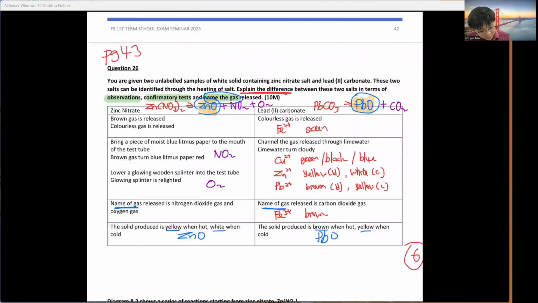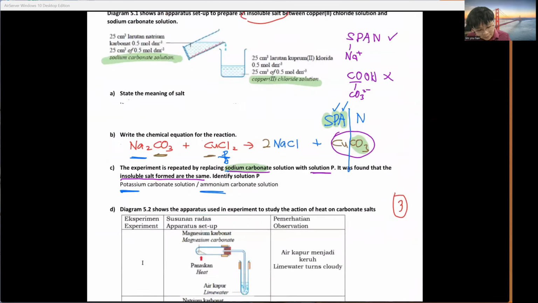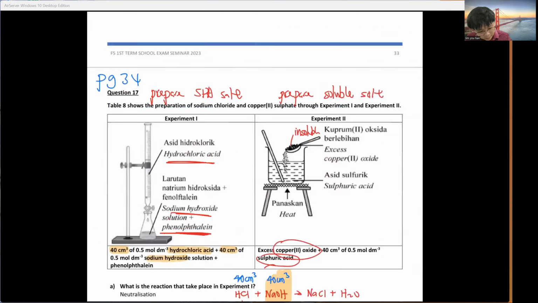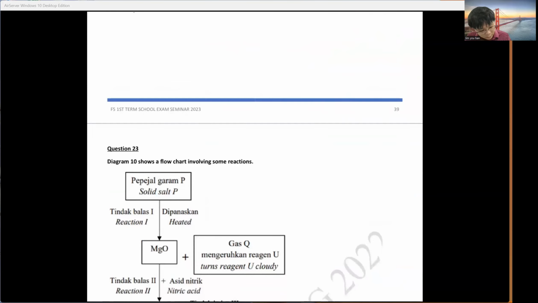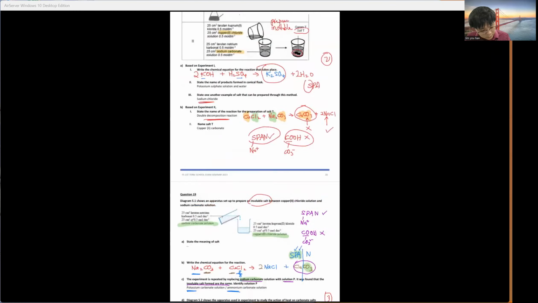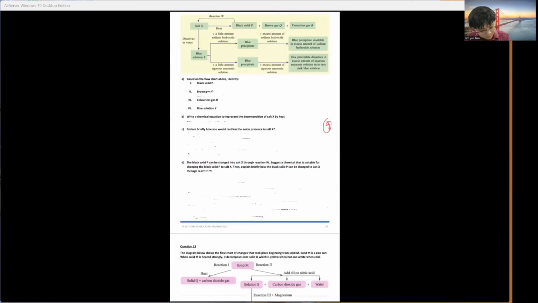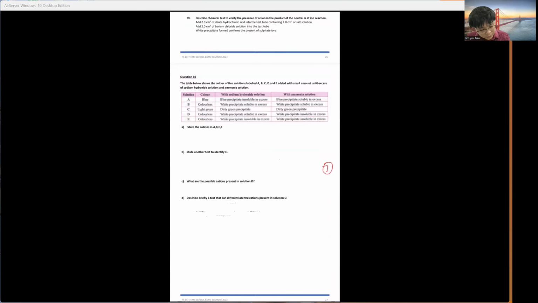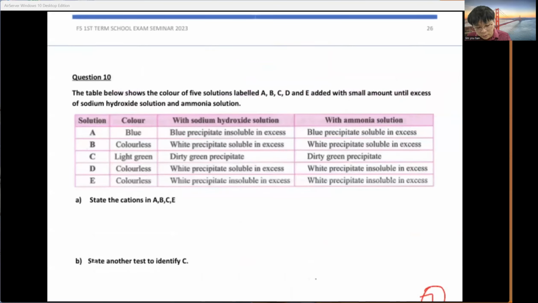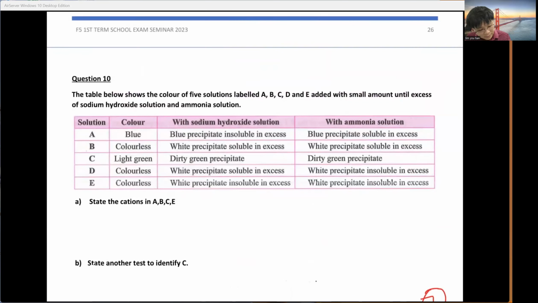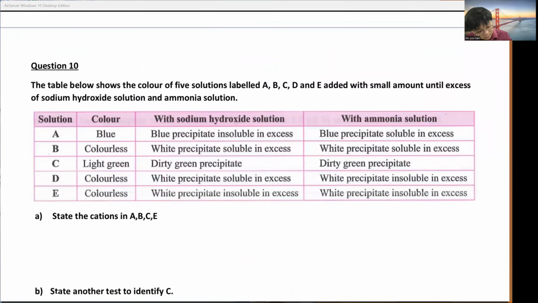Can you turn to page... roughly, we'll draw the table together. Then we'll try to apply it. Let me find the question first. Okay, can you turn to page 27? Page 27. I started with this one first because we need this.